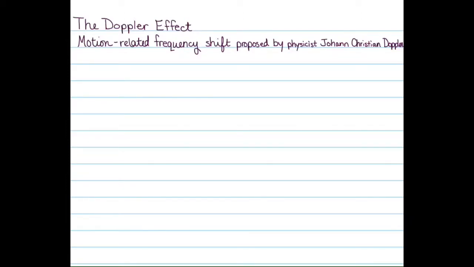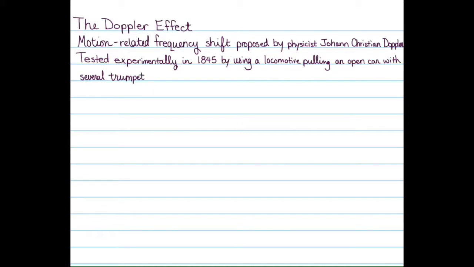Doppler effect is a motion-related frequency shift which was originally proposed by physicist Johann Christian Doppler. It was then tested experimentally in 1845 using a train engine which pulled an open car with several trumpeters. So here I'm sketching a locomotive with a trumpeter and it's moving.